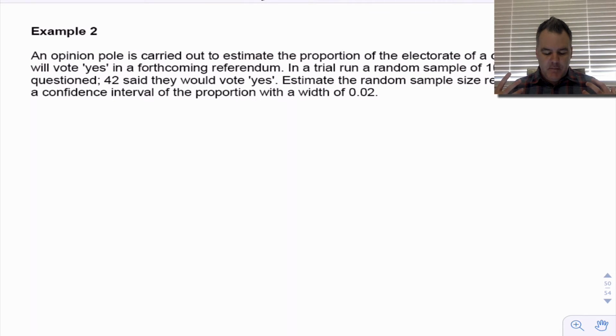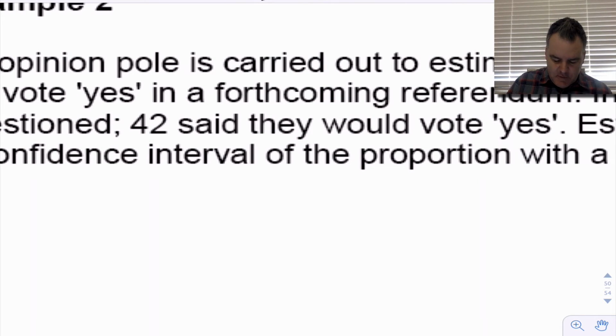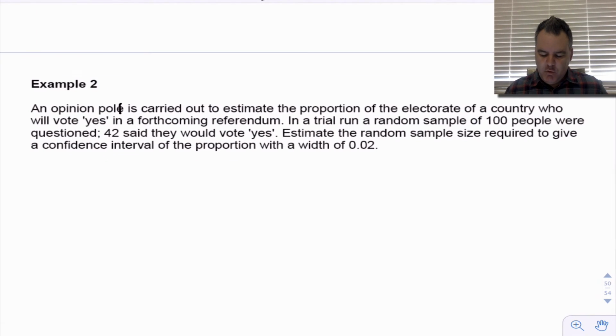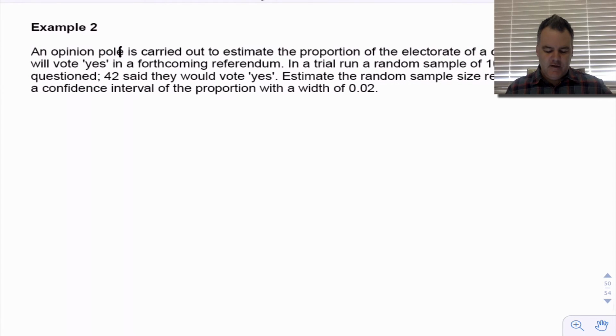Okay, the last question here, we've got an opinion poll, with poll spelt wrong. Opinion poll is carried out to estimate the proportion of the electorate of a country who will vote yes in a forthcoming referendum. This is important stuff because polls really generate opinion amongst the population. If people hear that 80% of people are going to vote a certain way, then people who might have a no vote, if you like, might just feel like, oh, I won't even bother, it's going to win easily. Opinion polls are really important, and they inform people's opinions, and they can change people's opinions based on what they think everyone else is thinking. So the way that we go about this is important.